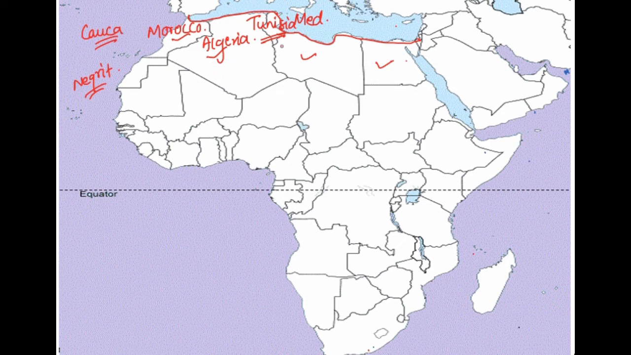East of Tunisia we have Libya, and the dictator Muammar Gaddafi was from Libya. East of Libya we have Egypt. In Egypt we have the famous Suez Canal that connects the Mediterranean Sea to the Red Sea.